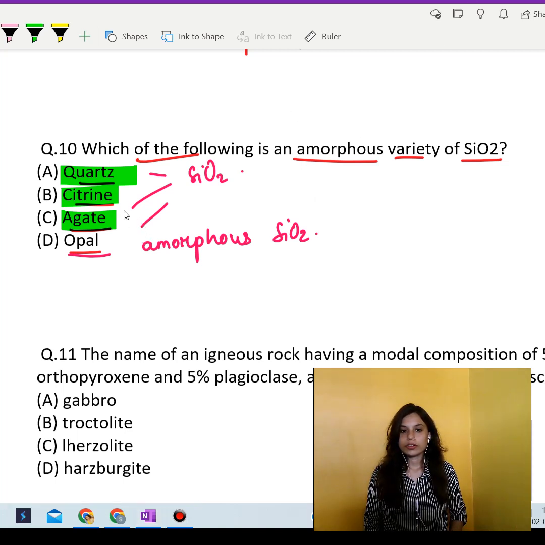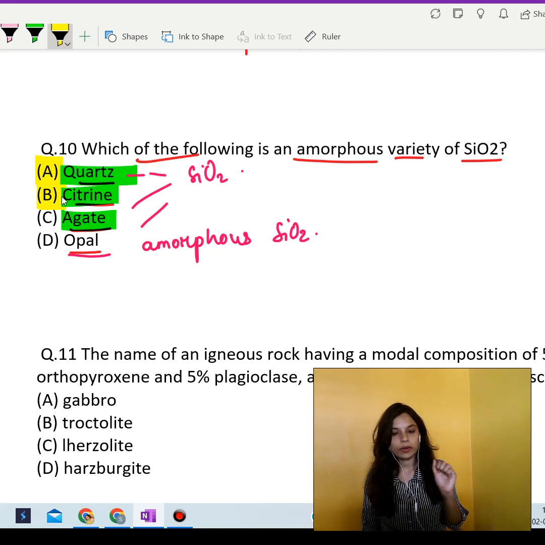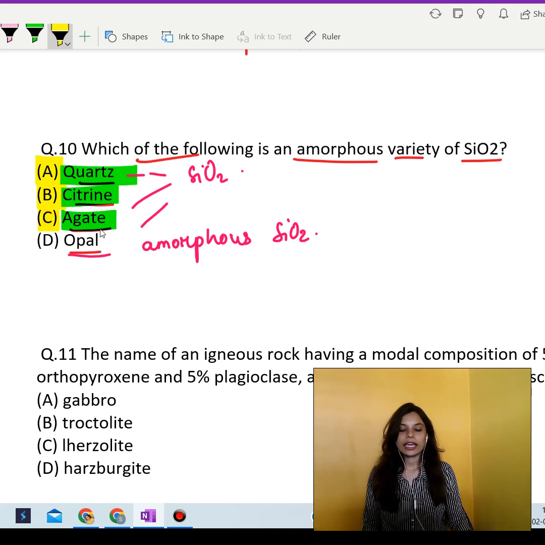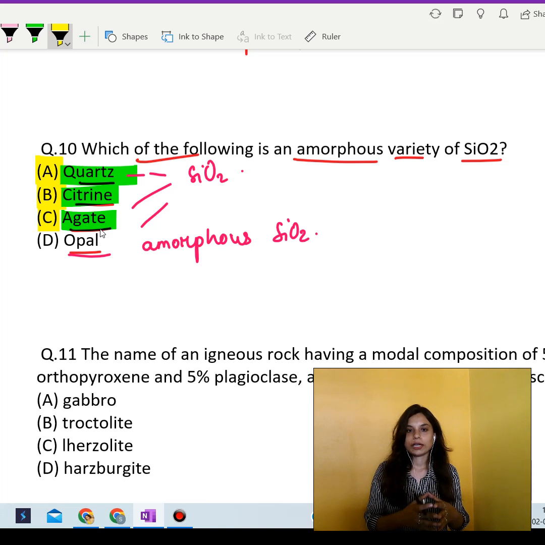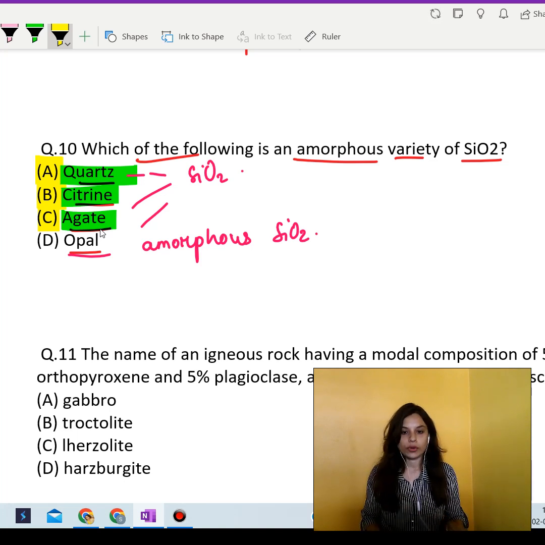Okay, so quartz over here is in its crystalline form, and let's start with quartz. It's the most common mineral on earth with well-defined hexagonal crystal structure. Coming to citrine, citrine is also in its crystalline form. It's yellow or orange variety of quartz. Next is agate. Agate is also in its crystalline form, and it's the banded variety of chalcedony, which is a microcrystalline form of quartz.